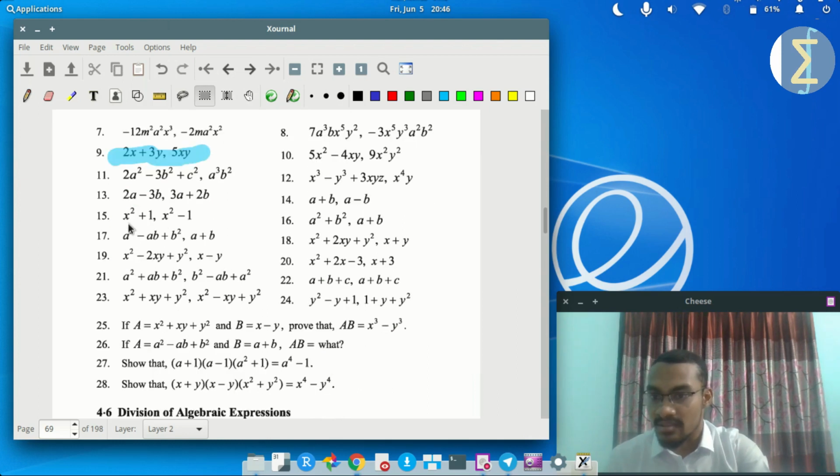Consider this: x square plus 1 multiplied by x square minus 1. Again we get x square plus 1 multiplied by x square minus 1. Pardon me for this 2, it doesn't look good, whatever. So equal to, what do we get?